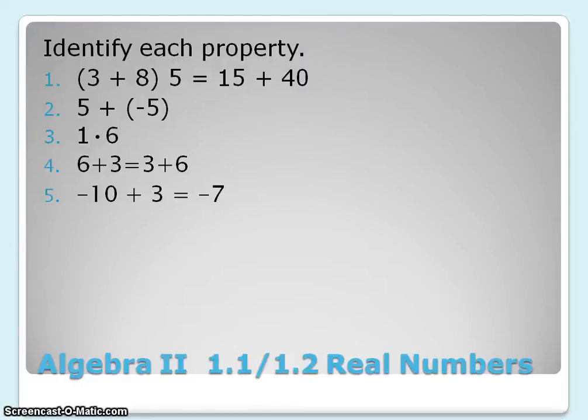So we have 3 plus 8 times 5 equals 15 plus 40. Now it appears that if we take 3 times 5, we get that 15, and then 8 times 5 gets us that 40. So though we're used to seeing the distributive property with the number out in front, that appears to be exactly what's going on here. So this is going to be distributive.